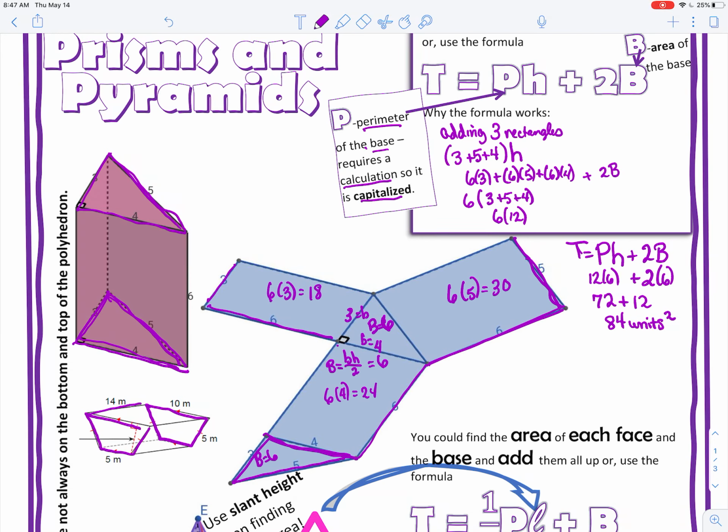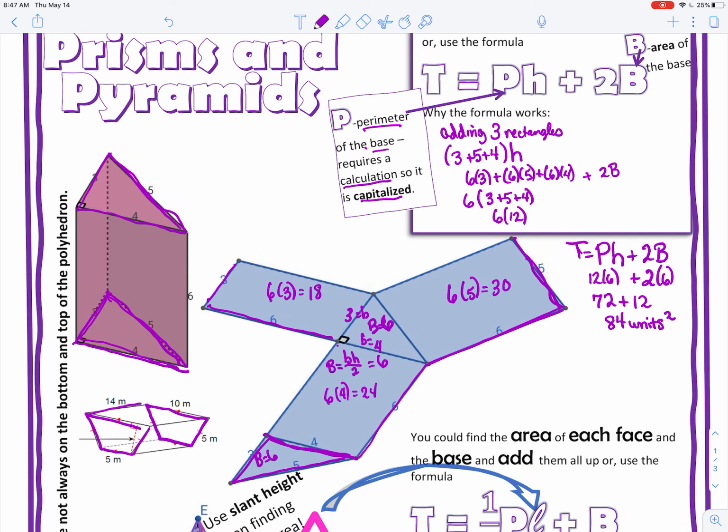And that's our total surface area. So you're going to find that, yes, you could make a net and figure out what all 3 of the rectangles are for area and find the 2 areas of the 2 bases, but it would take longer than if you start to embrace the formula T equals capital P times H plus 2 capital B's.